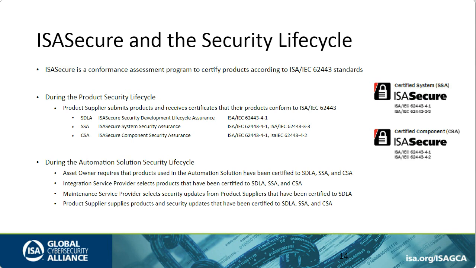During the Automation Solution Security Lifecycle, the asset owner can require that products used in the automation solution have been certified to SDLA, SSA, and CSA. The integration service provider can select products that have been certified to SDLA, SSA, and CSA. The maintenance service provider can select security updates from product suppliers that have been certified to SDLA. And finally, the product supplier can supply products and security updates that have been certified to SDLA, SSA, and CSA.